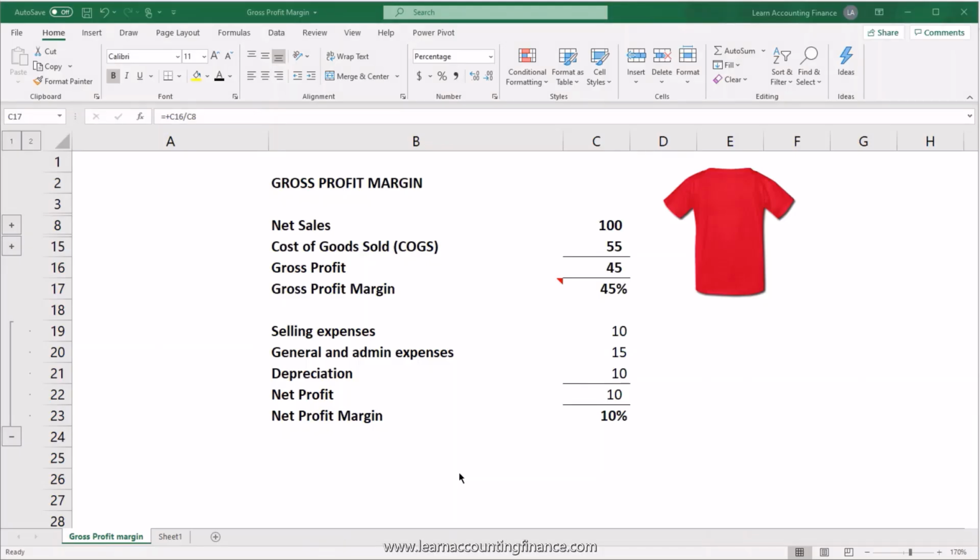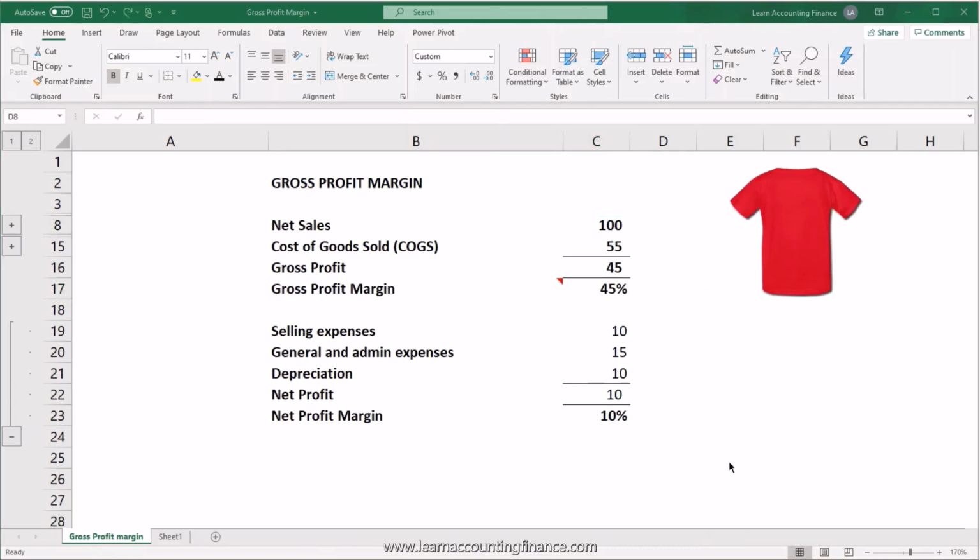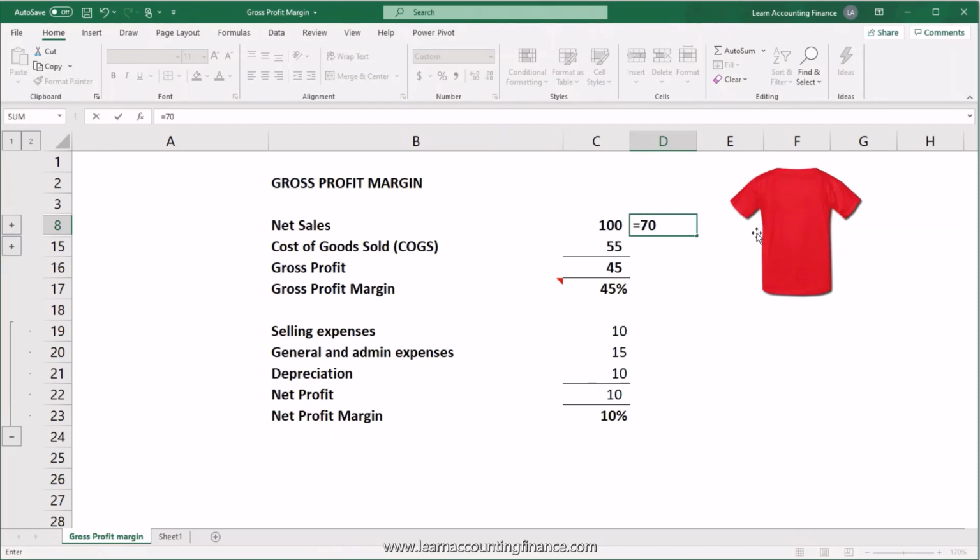What is a good gross profit margin? Well, generally speaking, the higher profit margin, the better, right? But you also have to balance the profitability versus the amount that you can sell. So let's take a simple example. Let's say if you reduce the price of your t-shirt so that your net selling price is $70, you are able to sell 5 t-shirts instead of 1, okay? So $70 times 5 will be your sales, which is $350.